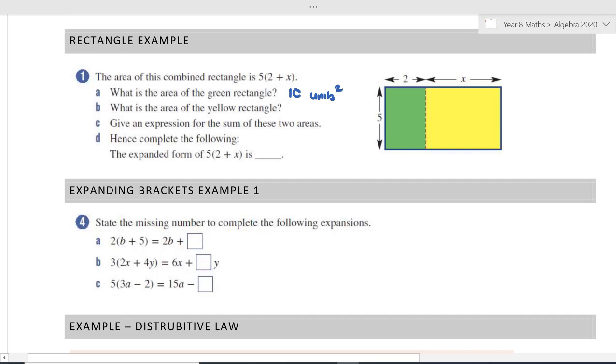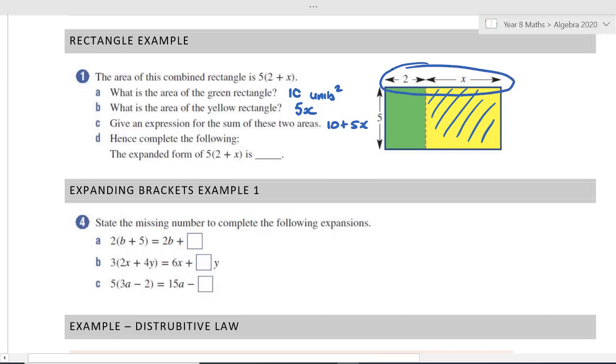What about the area of the yellow one, Chris? What's that going to be? 5 times x, which is 5x. Now, what is going to be an expression for them both if I'm adding them together, Eva? 10 plus 5x. Good.